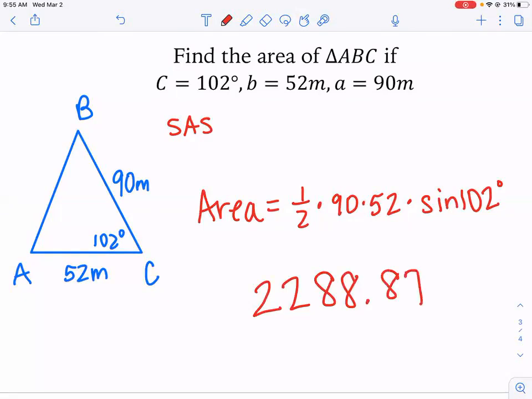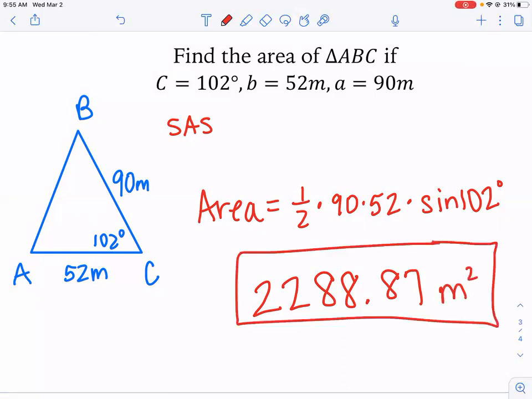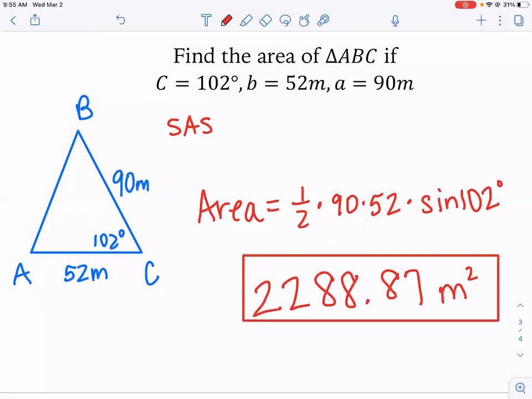Okay, and we are talking about area. So since my sides were labeled in meters, let's go ahead and label our area in square meters. That's a lot. Oh, well, when we have a side of 90 and our missing side is going to be the biggest side, right? It's across from the biggest angle. That's a pretty big triangle.